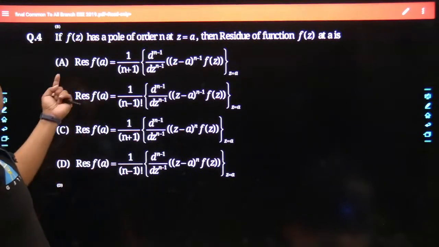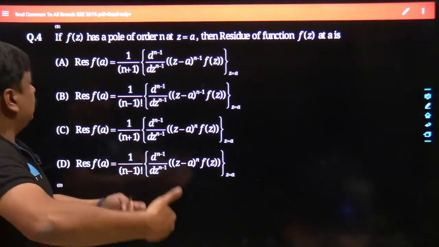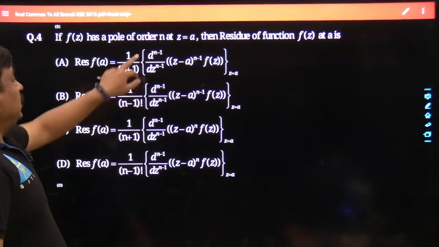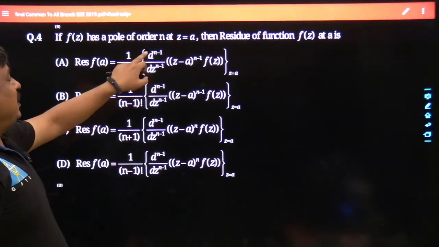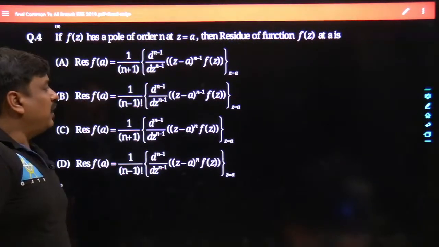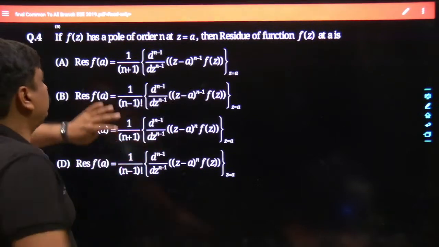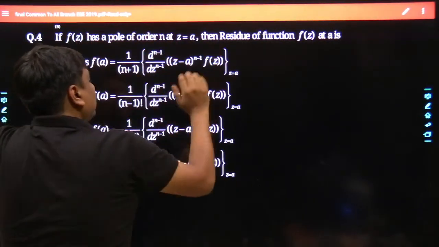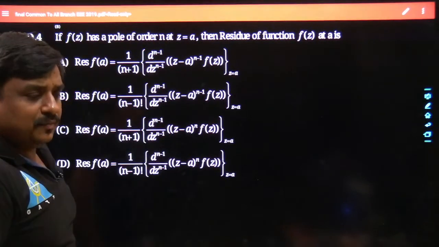The first option goes like, the residue at z equals a is equal to 1 divided by (n plus 1) factorial, the differentiation with respect to z, n minus 1 times, within the bracket (z minus a) to the power of n minus 1, f of z, at z equals a. That means whatever conclusion we derive after taking its differentiation and multiplication, at the end of the day z has to be fed as a.